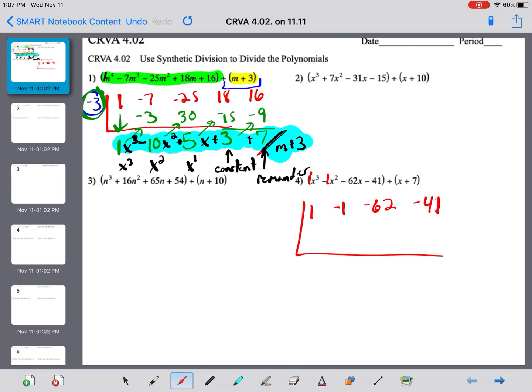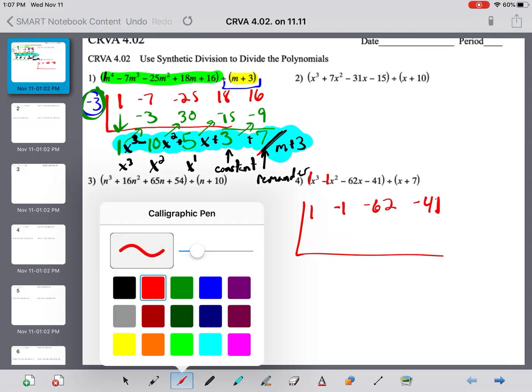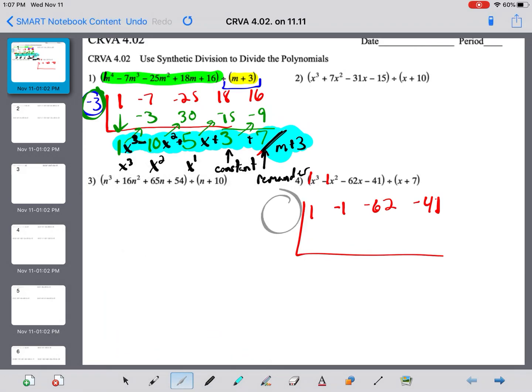Then our multiplier, the number that goes out here, is whatever makes what we're dividing by equal 0. What plus 7 is 0? Negative 7. Negative 7 plus 7 is 0. So our multiplier is negative 7.